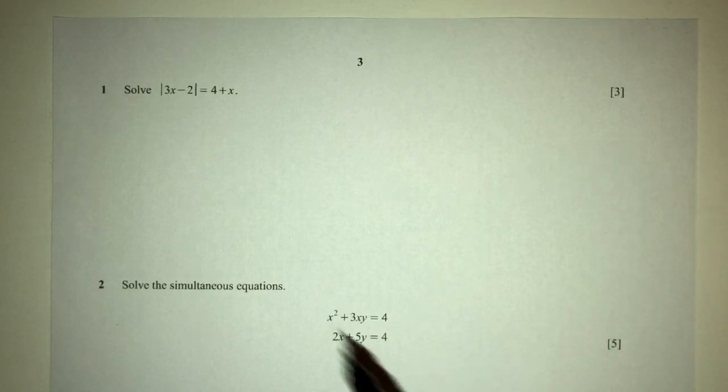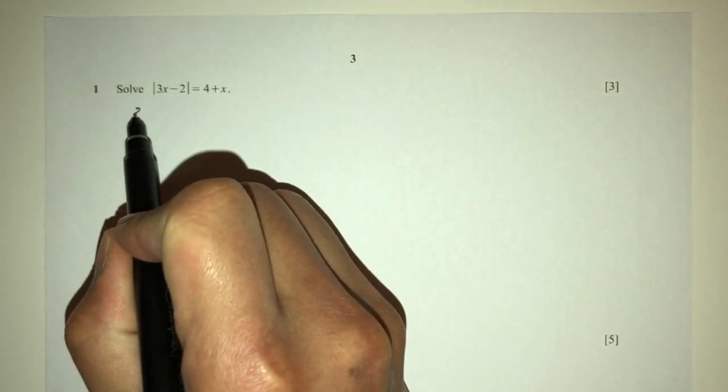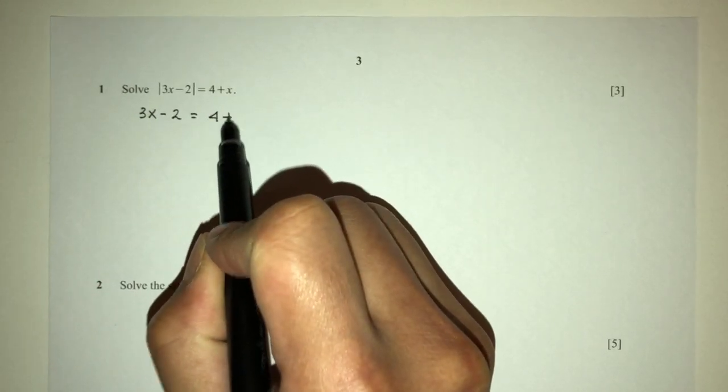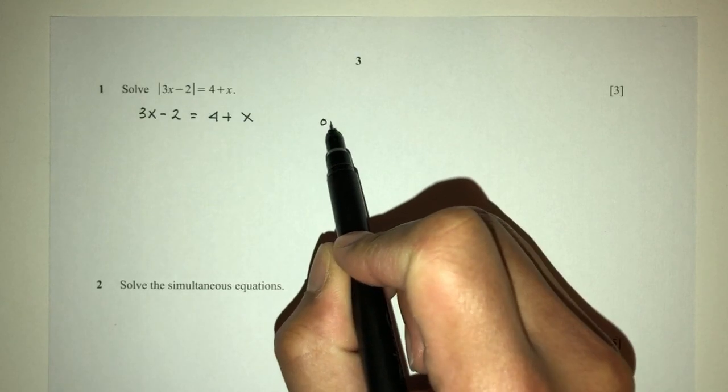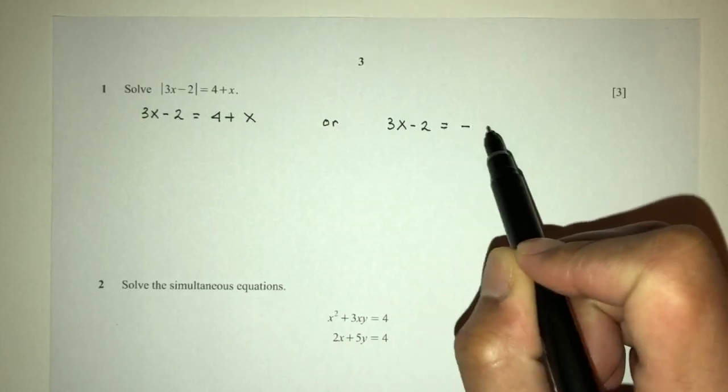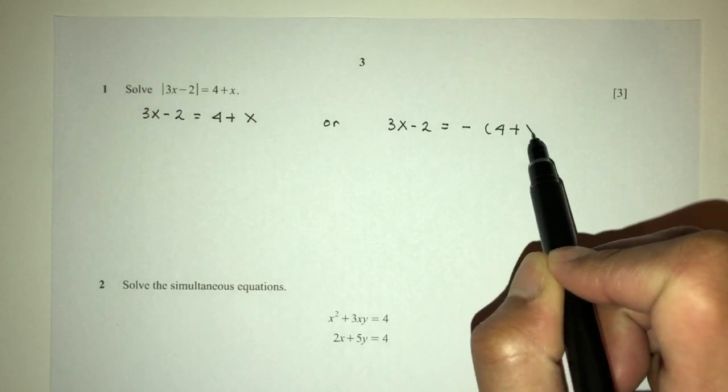Now, there's a few ways of solving this question. The first way is you can simply square both sides and then solve, or if you want to, you can just do that. You can write 3x minus 2 is equal to 4 plus x, or you can write 3x minus 2 is equal to minus 4 plus x.